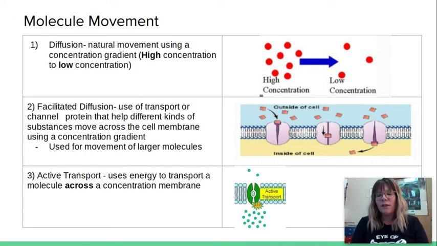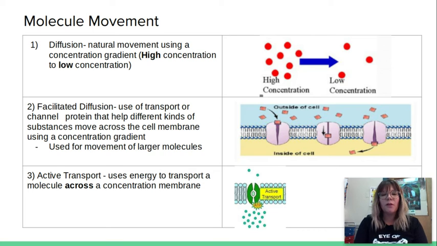I said earlier that the cell membrane only allows small things through. So this is an example of how larger molecules can get through. It goes from the outside of the cell to the inside. So again, it's following that high to low concentration, but unfortunately, it's just too big to fit through the phospholipid bilayer, so it uses protein channels instead. That is called facilitated diffusion, facilitated, helping us do diffusion.